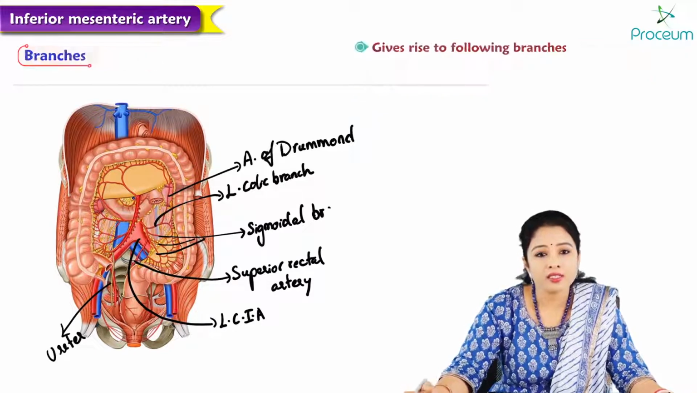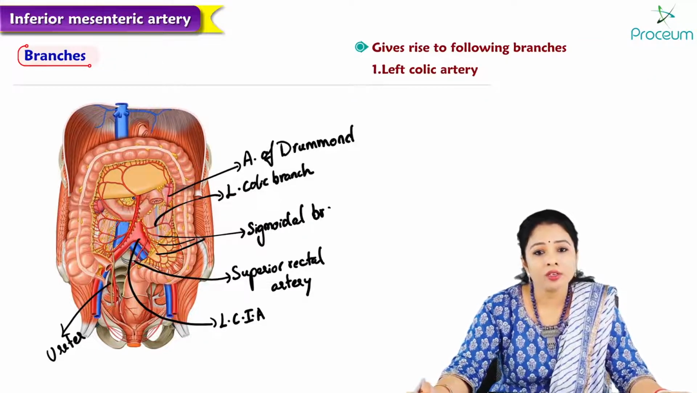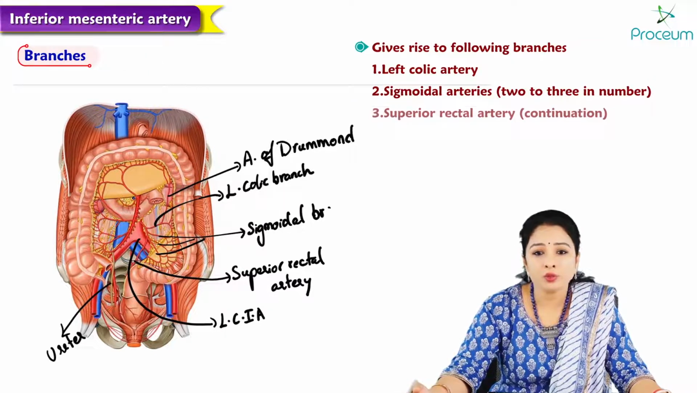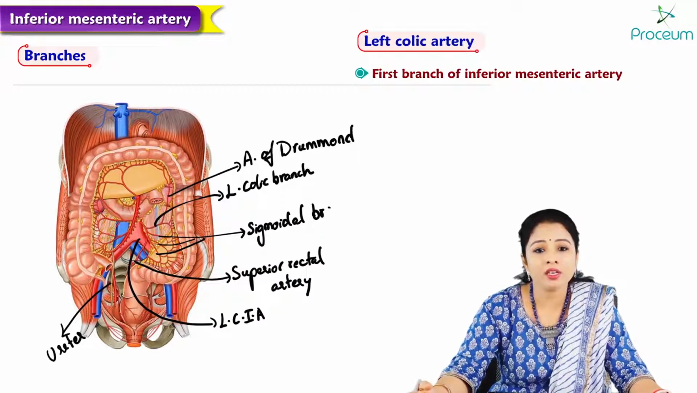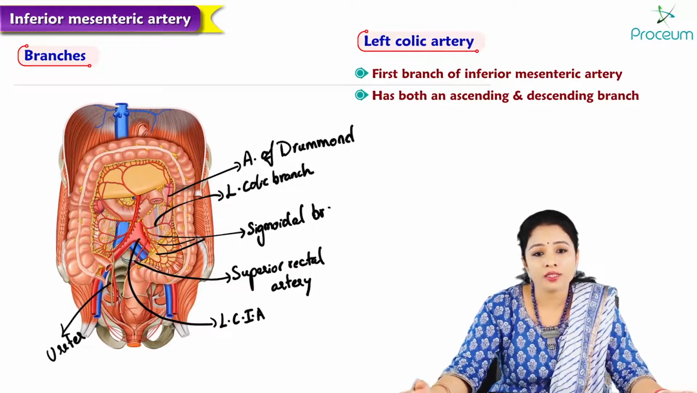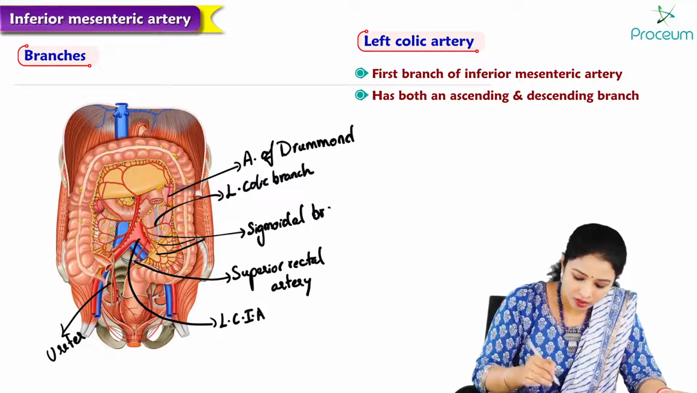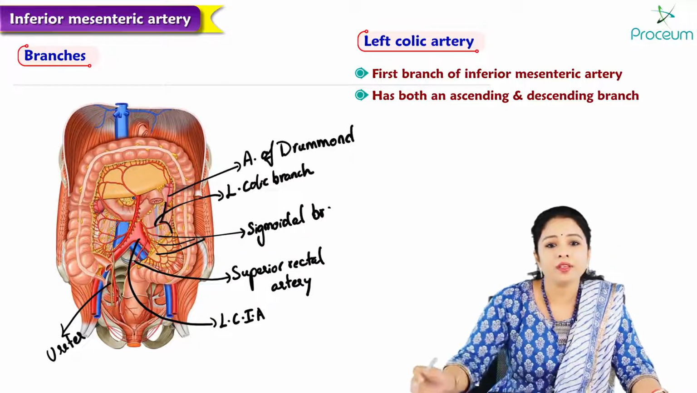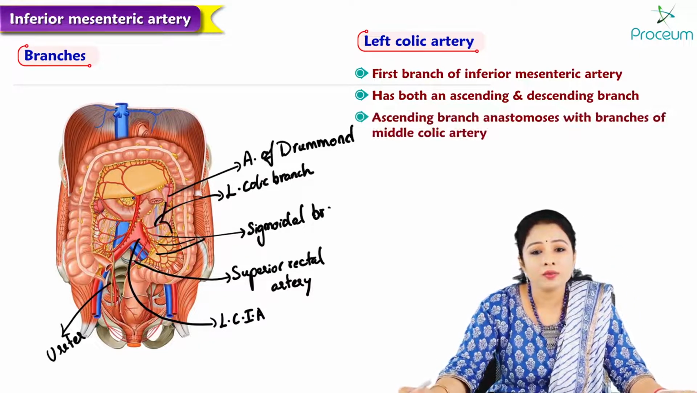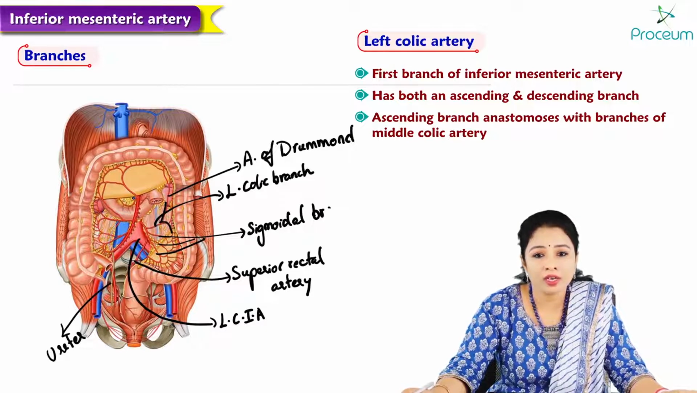So the branches, I will just repeat. It has got left colic, sigmoidal arteries and superior rectal artery. The left colic artery is the first branch of the inferior mesenteric and it has both an ascending and descending branch. We can see the left colic artery further divides into ascending and descending branches. And the ascending branch anastomoses with the branches of the middle colic artery to form the artery of Drummond.